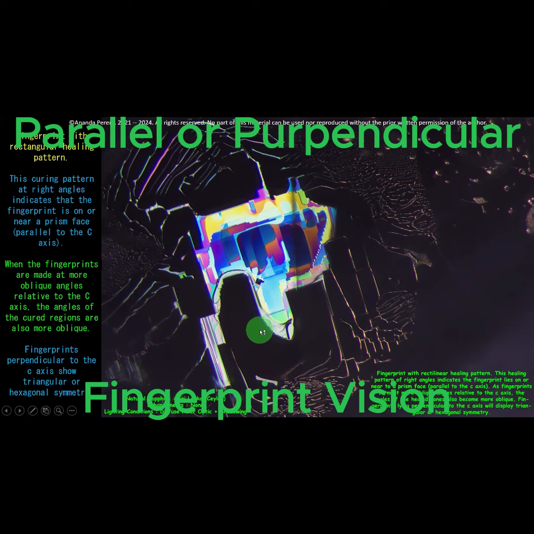Fingerprints perpendicular to the C-axis show triangular or hexagonal symmetry. You can remember that. Fingerprints perpendicular to the C-axis. This is the C-axis. Fingerprints perpendicular, that means for this side, fingerprints perpendicular to the C-axis show triangular or hexagonal symmetry. But here the symmetry is rectangular.